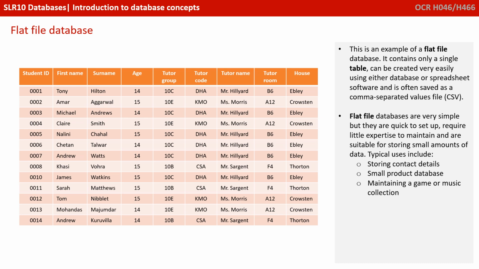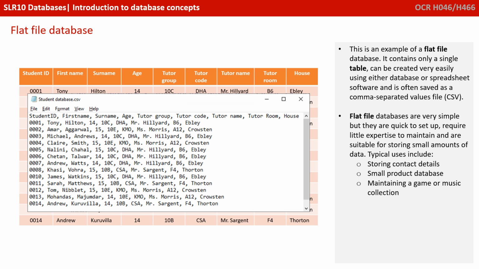This is an example of what we call a flat file database. It contains only a single table. It can be created very easily using either a database or a simple spreadsheet program, and it's often saved as a comma separated values file, a CSV. Flat file databases are very simple, but they're quick to set up. They require little expertise to maintain, and they are suitable for storing small amounts of data. Typical uses could include storing contact details, a small product database, or maintaining a personal database at home for a game or music collection.